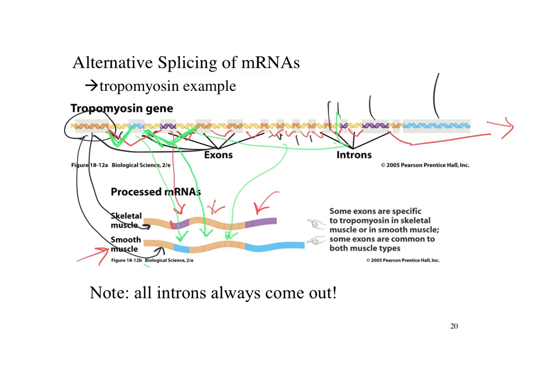And then they're also saying we get rid of all of this. That gets all spliced out. Gone. Poof, gone. And then that guy comes here. That's alternate splicing. Introns always come out. Some exons come out. Some exons stay in. I know, it's a little bit crazy. Bruh. Yeah, I know, but it's okay. We're going to be fine.